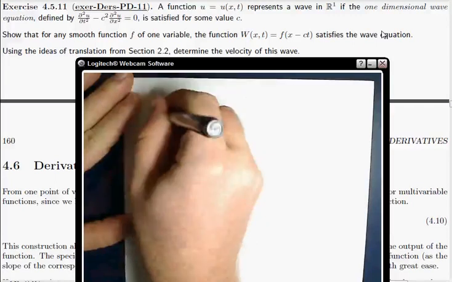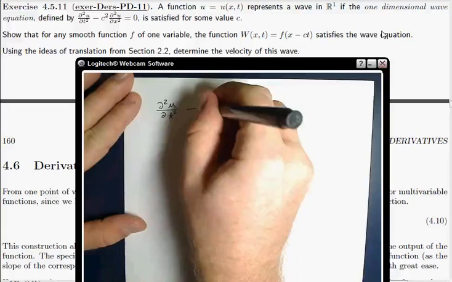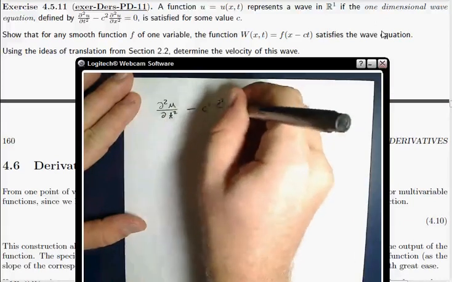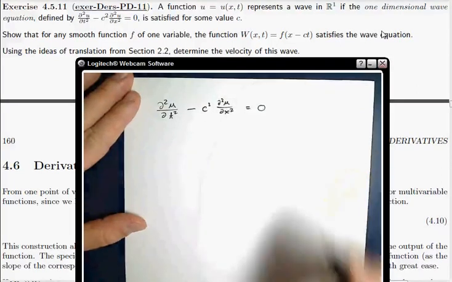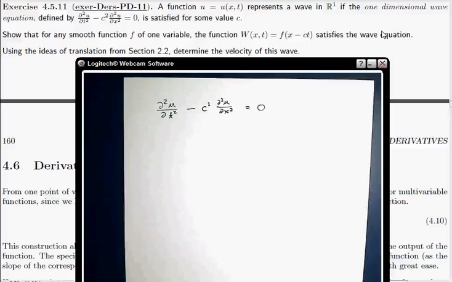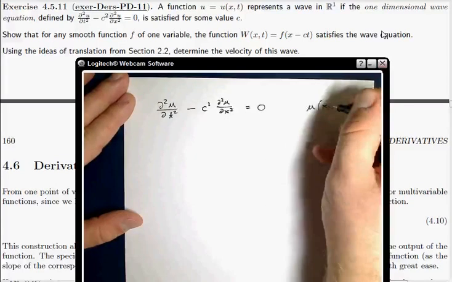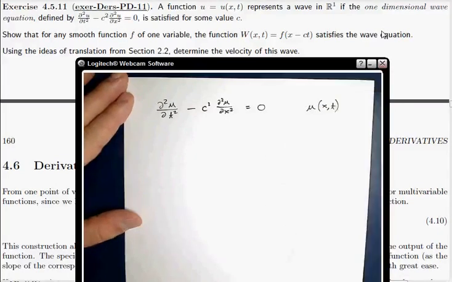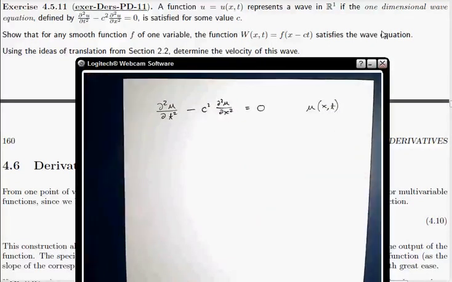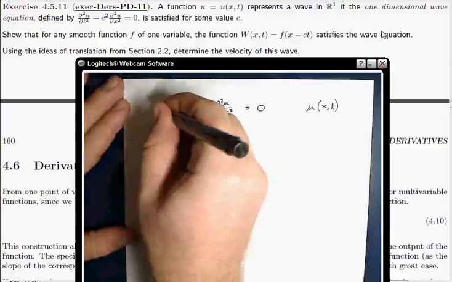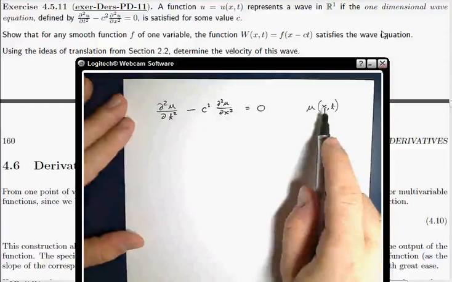The second partial of u with respect to t minus c squared times the second partial of u with respect to x equals 0. Okay. So any function u of position and time that satisfies this equation, I claim, is what we call a wave. Let's talk about what that means. You have seen waves, of course. That's not news. And this is a one-dimensional wave because there's only one position variable.